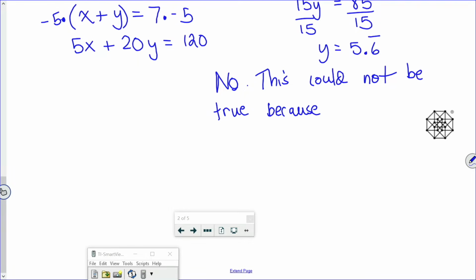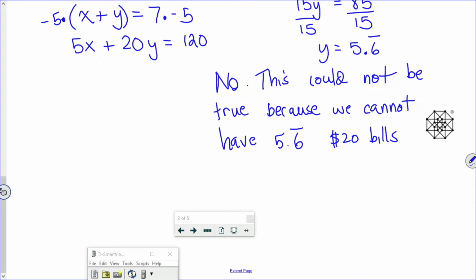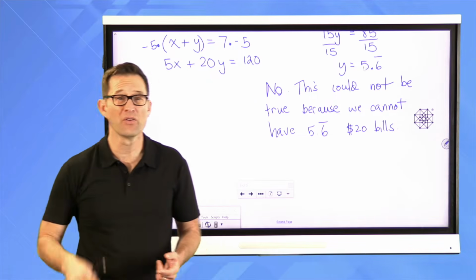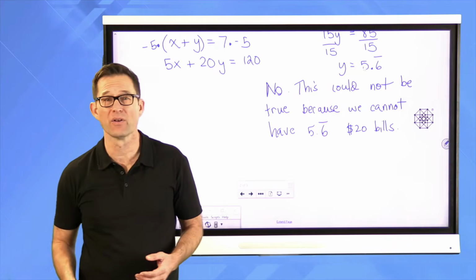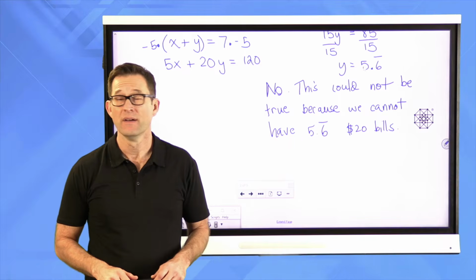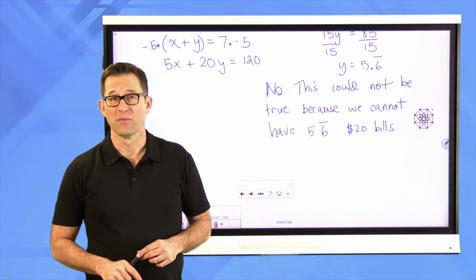because we cannot have 5.6 $20 bills. It's not possible, right? You can have one $20 bill, two $20 bills, three $20 bills. You can't have 5.6 repeated $20 bills. I don't even know what that would mean, to be quite frank.